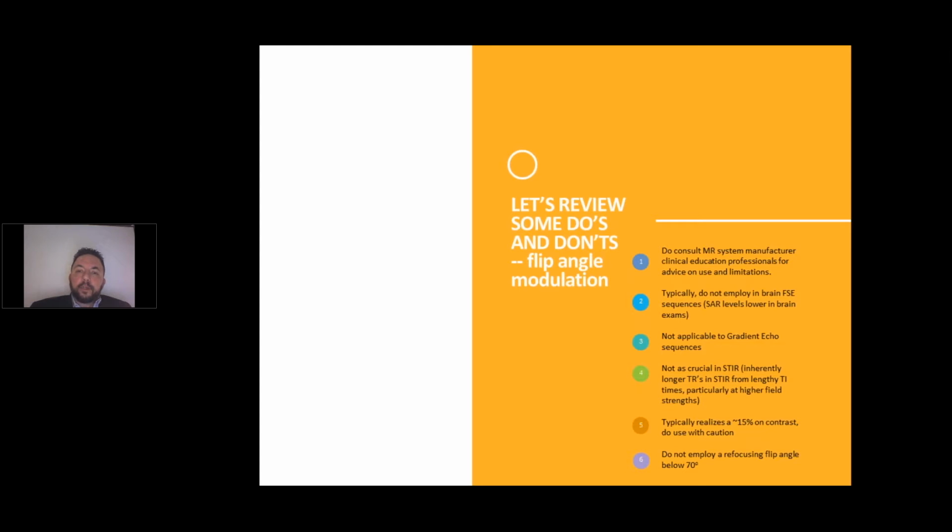Not as crucial in STIR. The inherently longer TRs in STIR from lengthy TI times, particularly at high field strengths, typically realize approximately a 15% alteration in your image contrast, so do use this with caution. And the recommendation from most professionals is to not employ a refocusing flip angle below 70 degrees. So really great methods of employing that at your scanner.